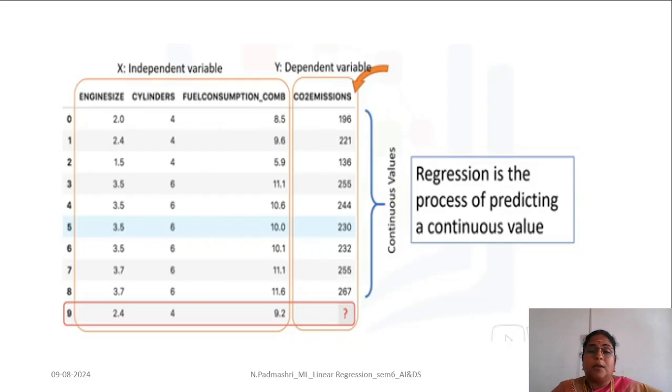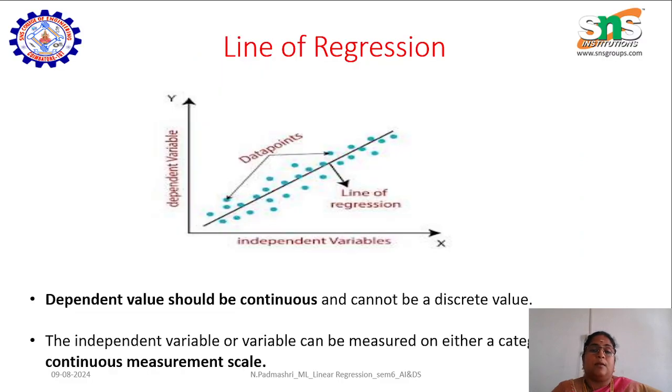So how will we understand what is regression? The graph displayed in front of you explains the x-axis and y-axis. We have plotted the x-axis as the independent variable and the y-axis as the dependent variable. And see the line of regression. As I said, it is a continuous line, right?